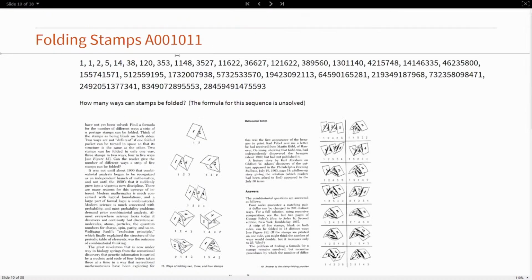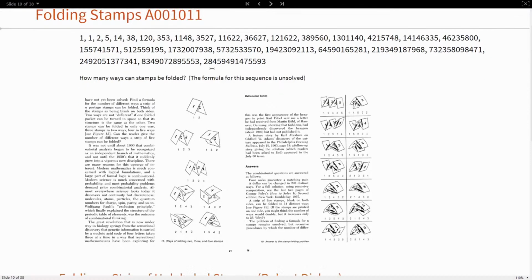An earlier item that Gardner discussed was folding stamps in book 6. So these are the different ways of folding up a strip of stamps. There's just one way of folding up 2 stamps, 2 ways of folding 3 stamps, and 5 ways of folding 4 stamps. And he asked how many different ways you could fold up 5 stamps distinctly. And it turns out there's 14 ways.